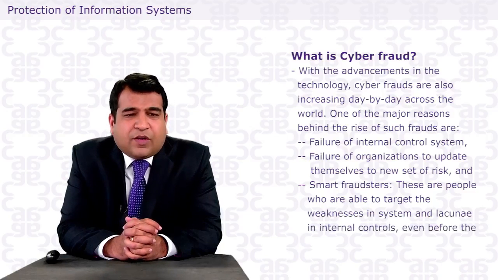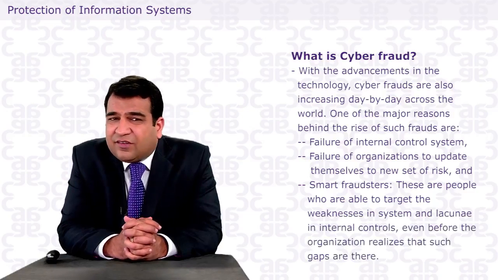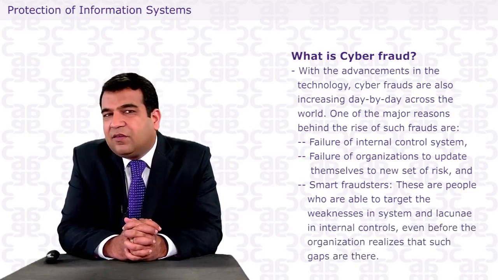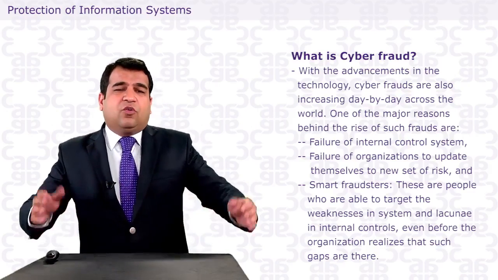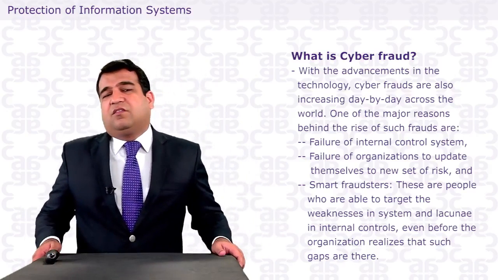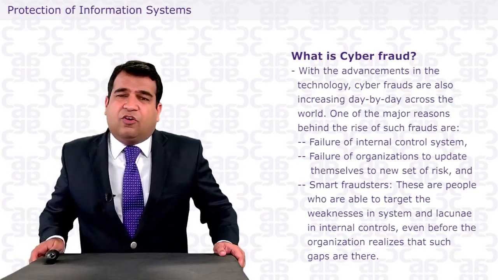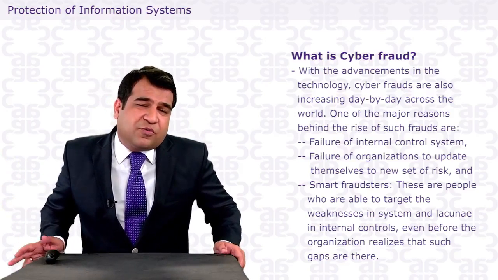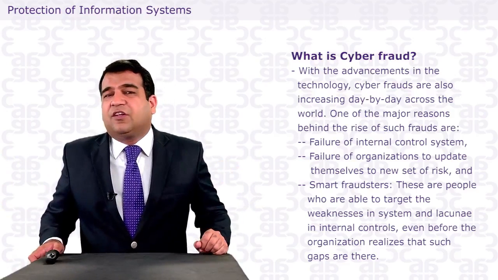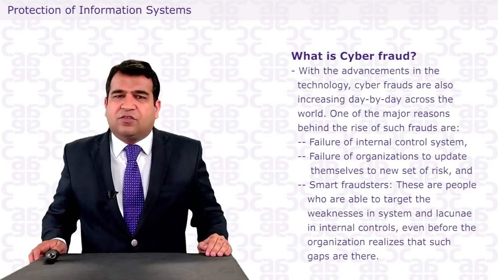Fraudsters are people who are able to target weaknesses in systems and the lacunae in internal controls even before the organization knows that these gaps are there. These fraudsters know they can exploit these different things. So there are different reasons which can lay the foundation for, or which can give options to people to commit frauds. For example, failure of the internal control system, as we discussed: controls are not good enough, so people can commit frauds.